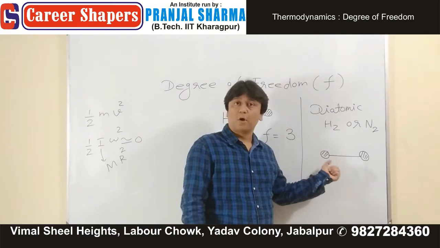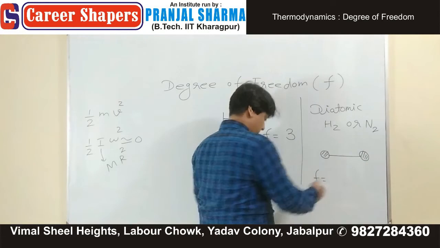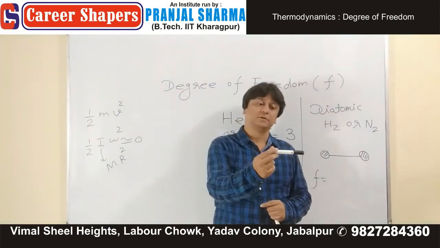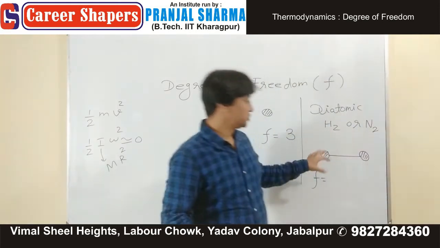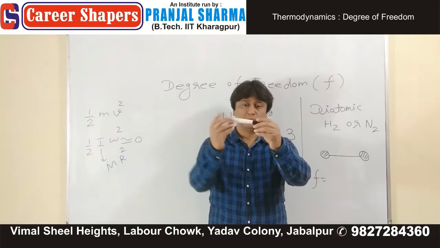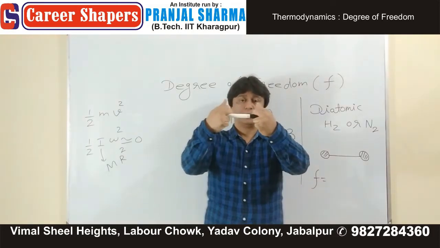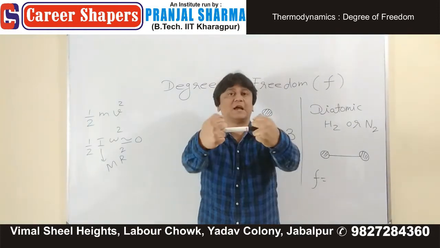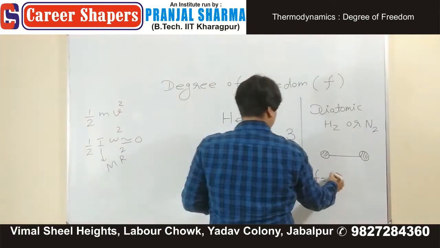Now, let's talk about its degree of freedom. Anything can move along the X-axis. It's a dumbbell shaped thing. This diatomic molecule is a dumbbell shaped thing. So this is the bond and these are the atoms. So this thing can move along the x-axis, along the y-axis, along the z-axis. The usual 3 degrees of freedom are already present.